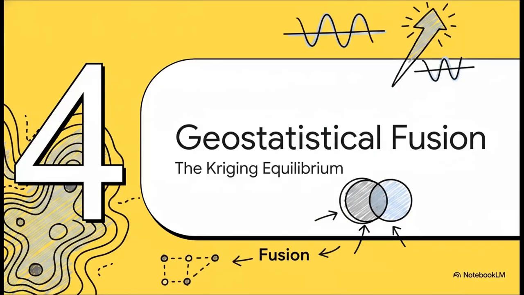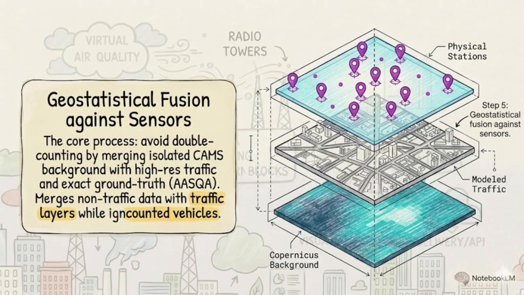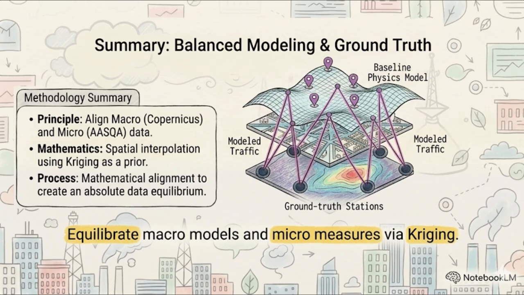Section 4, geostatistical fusion, specifically kriging. This is really the mathematical climax of the entire pipeline, where that aerodynamic modeling pays off. We face a massive engineering challenge at this stage, avoiding double counting. See, we have macro-regional backgrounds from Copernicus, which already include generalized traffic noise. Then we have our high-resolution, localized modeled traffic, and our physical ground truth stations. We absolutely have to mathematically isolate these variables before fusing them, so we don't end up counting the same exhaust pipe twice. To solve this, we rely on the kriging equilibrium.